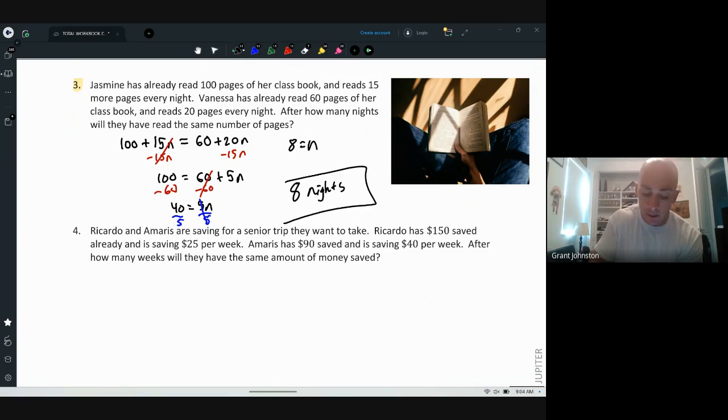They will have read the same number of pages after 8 nights. And you could always plug that 8 in to one of their expressions to figure out how many pages that is, but it doesn't ask you to do that. So after 8 nights, they're going to have the same number of pages read.